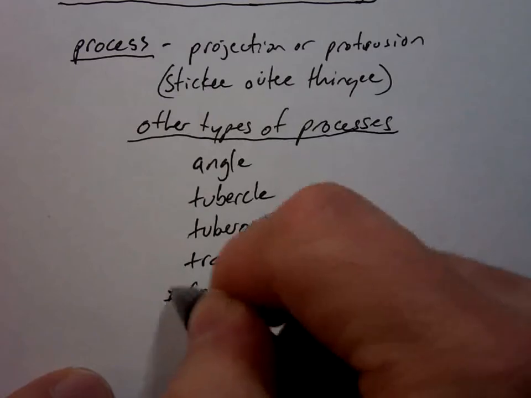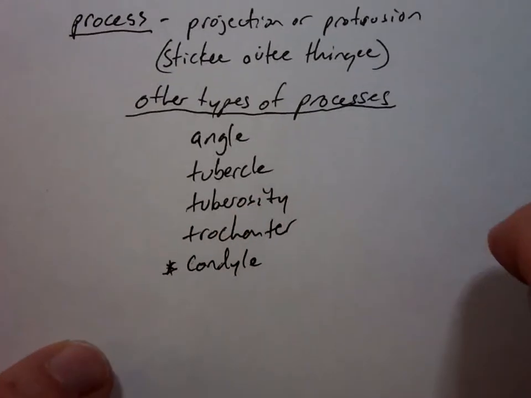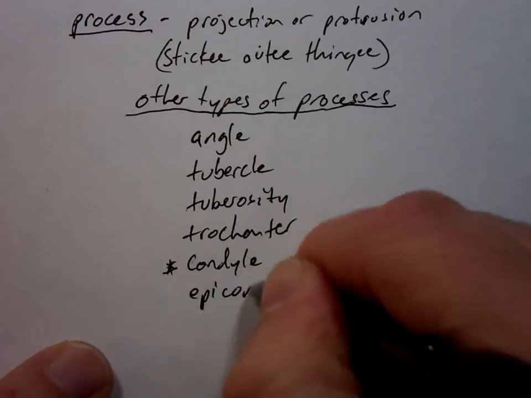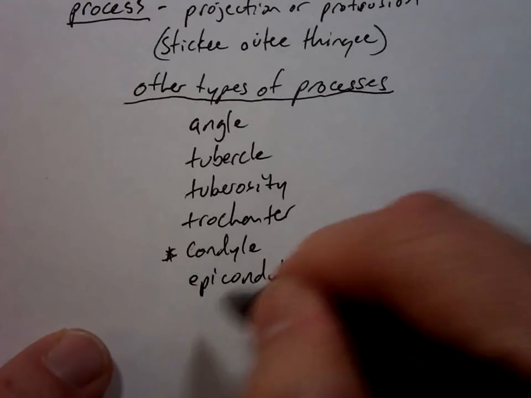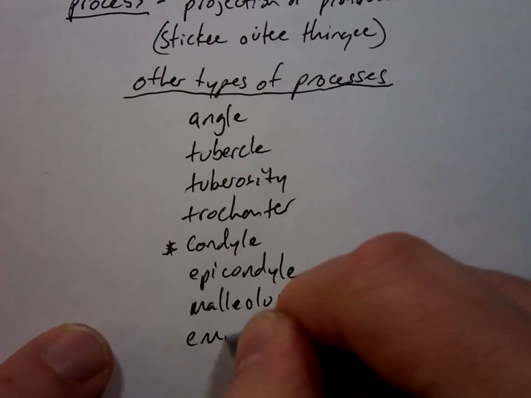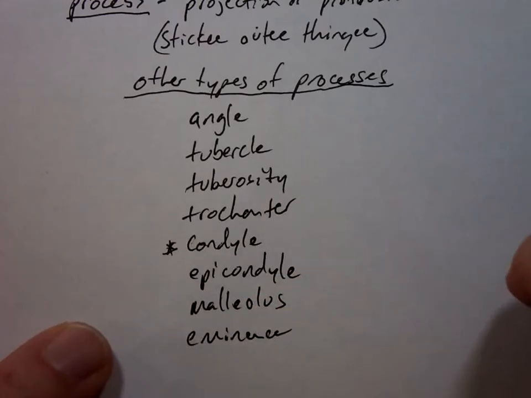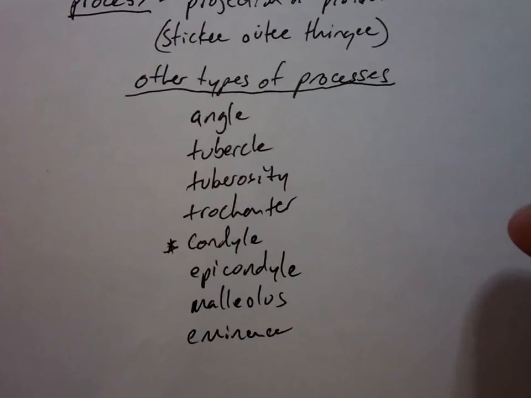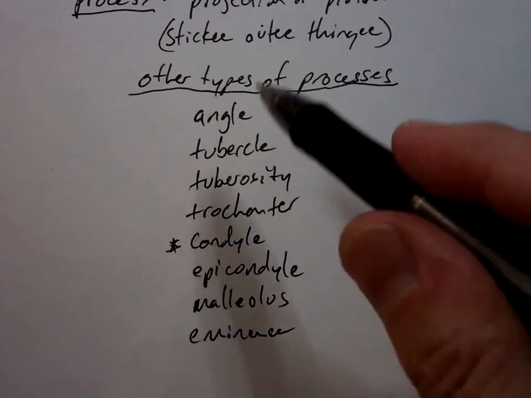condyle. Put an asterisk next to condyle. It's kind of a rule that is also an exception. Epicondyle, malleolus, eminence. And there's others too, but in what we're studying right now, this covers it. There's also protuberance and things like that, but those are going to be in the axial skeleton. So all of these stick out of bone in some way.